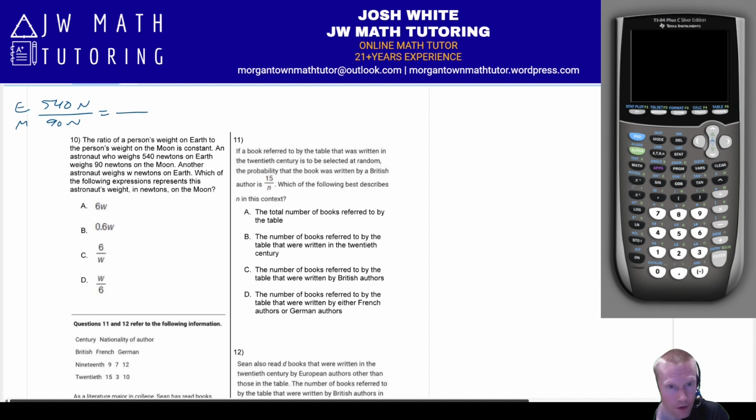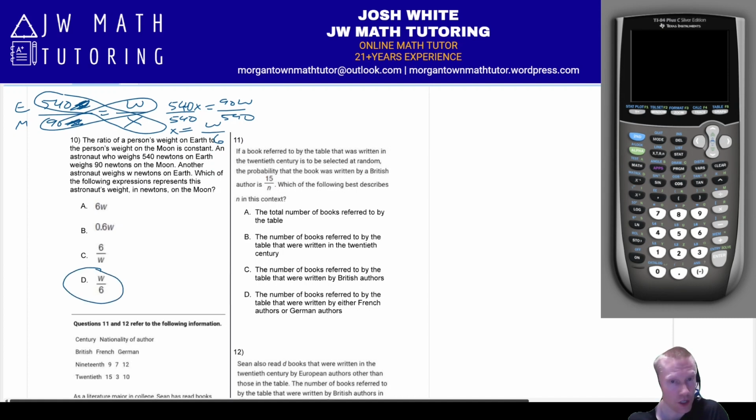Now, on Earth, this other astronaut weighs W newtons. We can actually get rid of the units because they will cancel. And what do they weigh on the moon? Well, that's what we don't know, so that's our x. Now, if we cross multiply this and solve for x, we get 540x equal to 90W, and then divide by 540. So we get x equals 90 divided by 540, which is going to be 1 over 6. So the correct answer for this problem is going to be letter D. It's just W over 6.